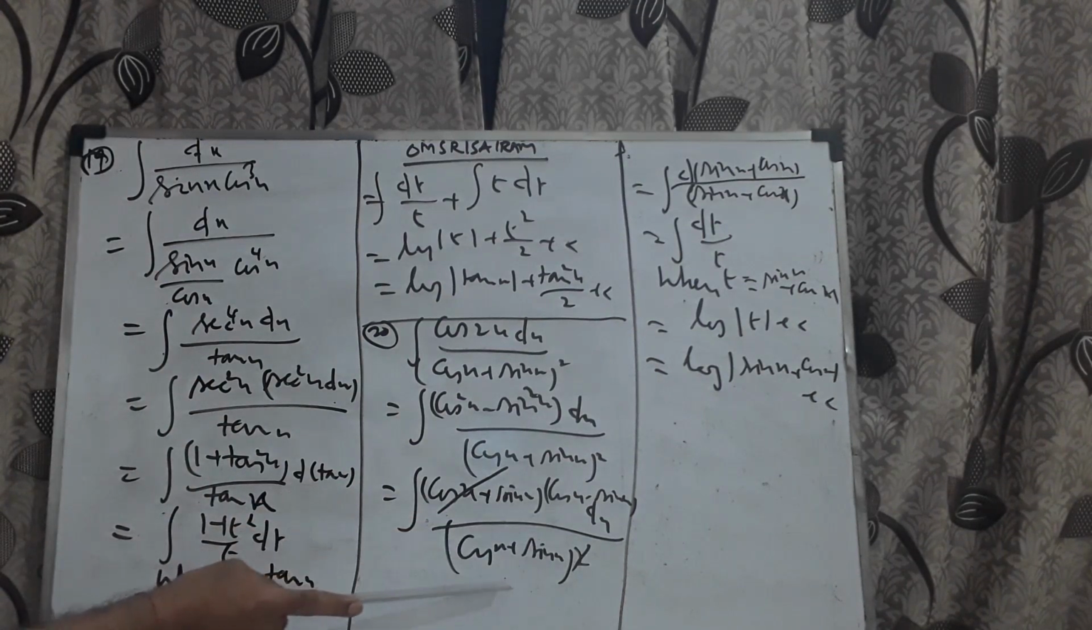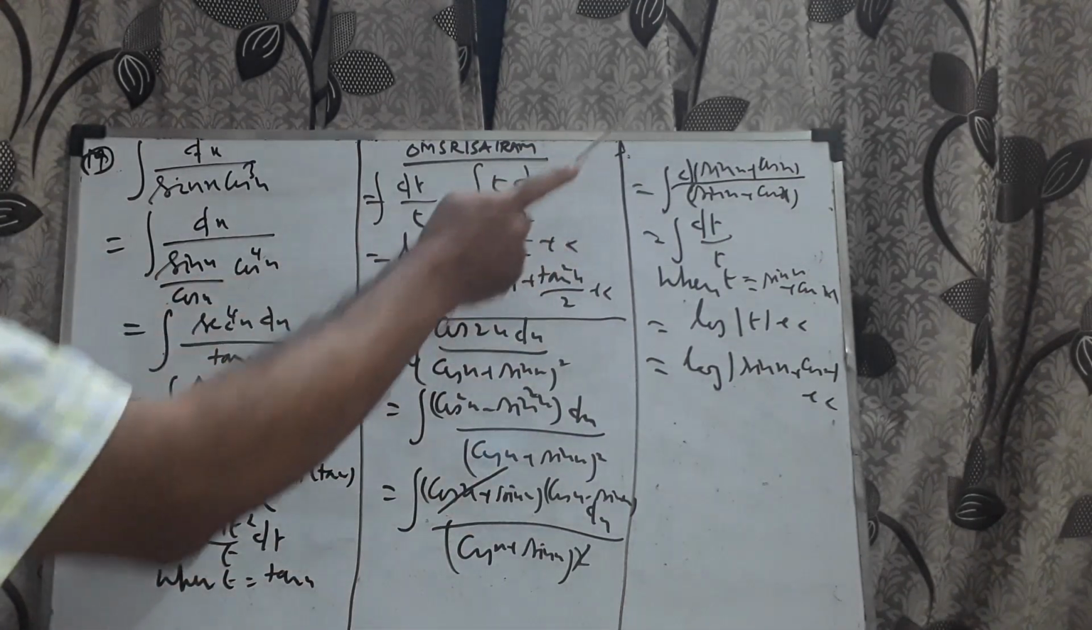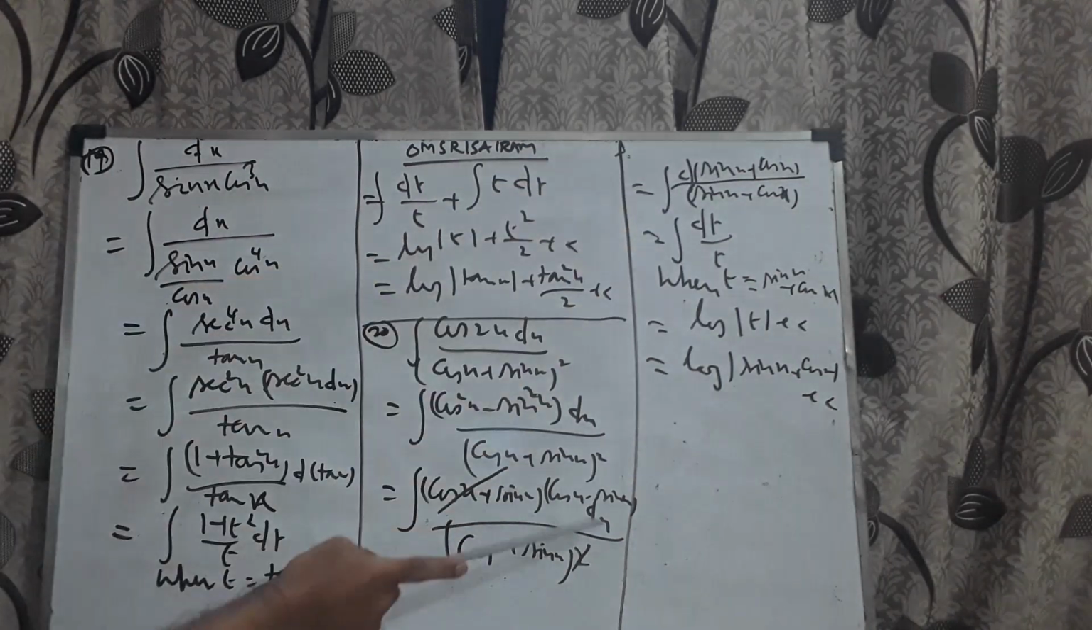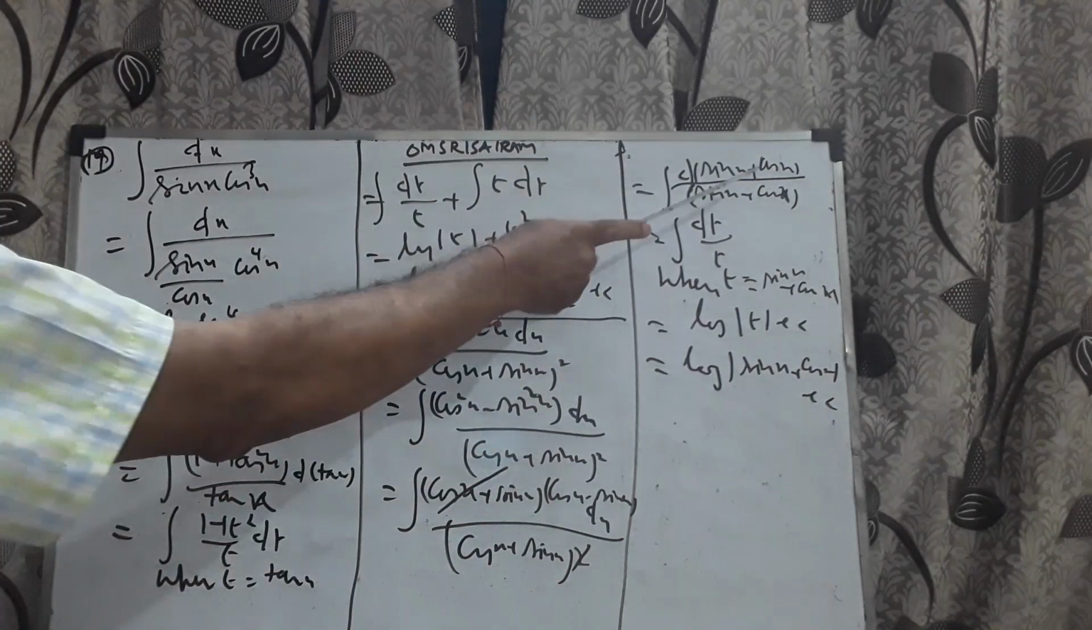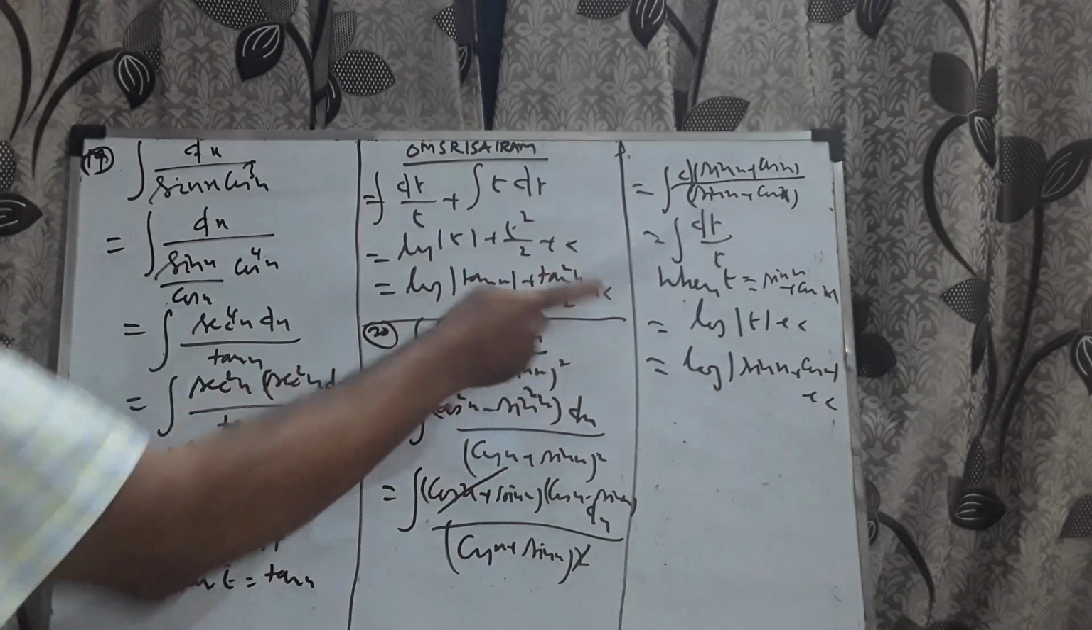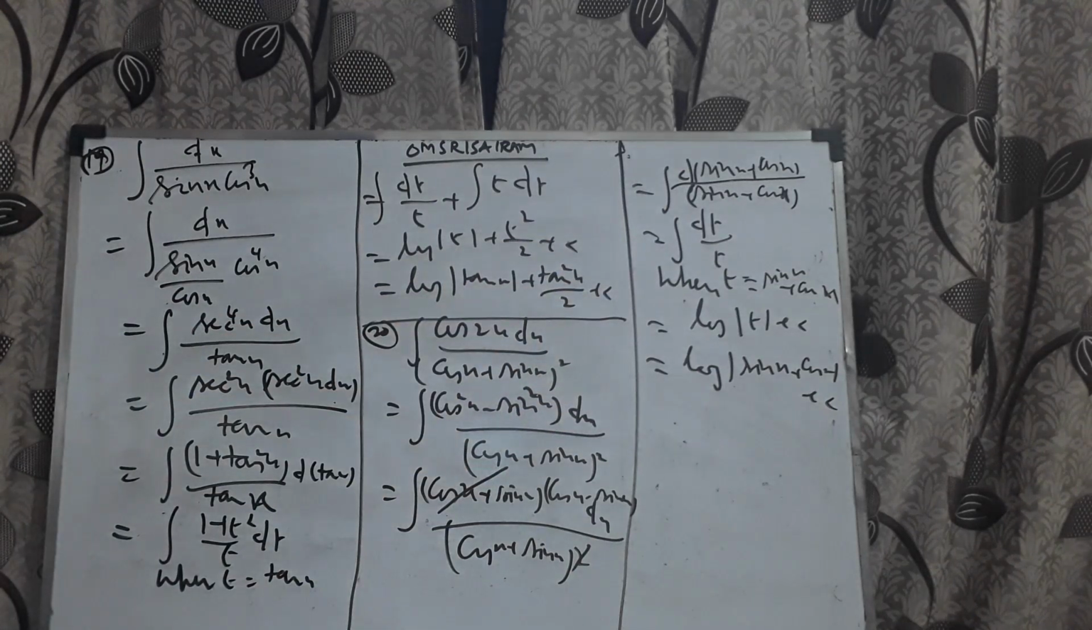Derivative of sin x is cos x, and of cos x is minus sin x, which is there in the numerator. D of means I should multiply dx. Whatever is written as d of should be my substitution. This is the form dt by t, where t is my denominator, sin x plus cos x. Now integral dt by t is log mod t.